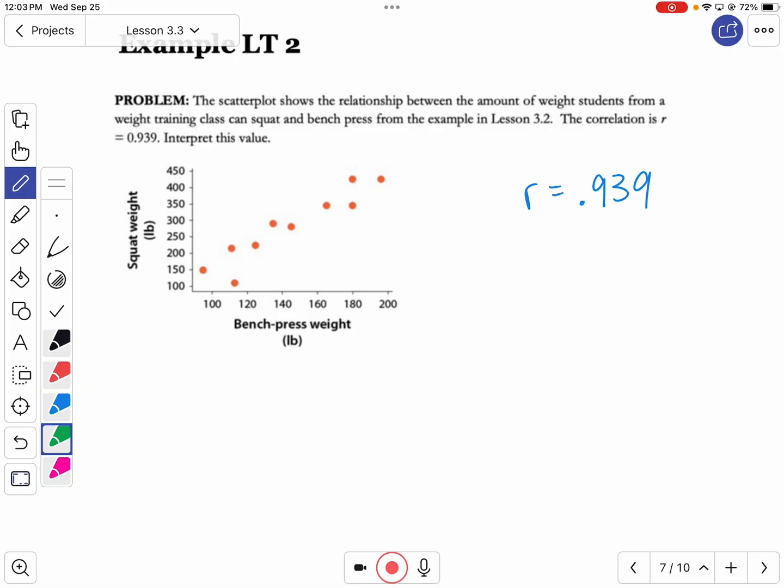What are the two words I got to say? I got to tell you, is it positive or negative? So which one is it? It's positive. And then I got to describe its strength. At 0.9, what would you call it? Strong. That's the two words it's looking for. Every number wants two words.